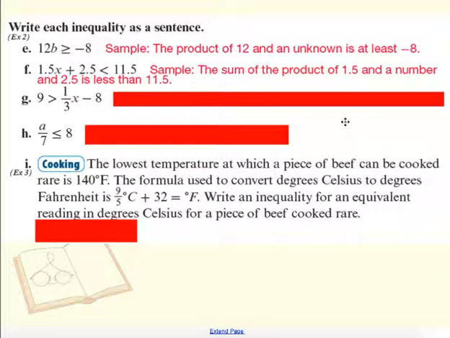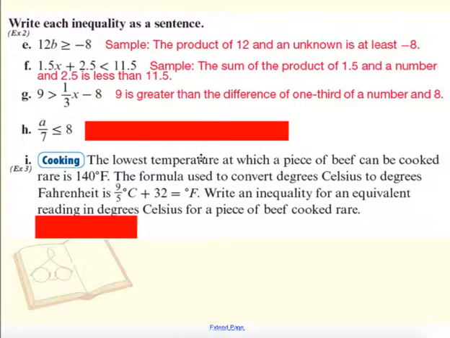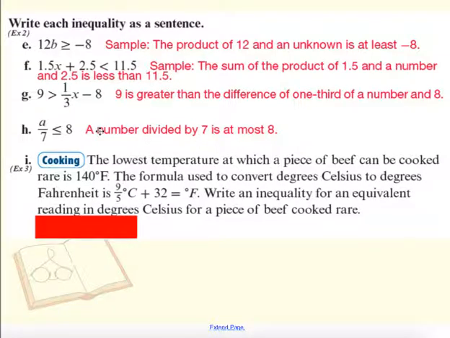Next one, 9 is greater than the difference between a third of a number and 8. We could say something like that. All right, and that's pretty similar to what they said as well. And how about this next one? Let's say the quotient of an unknown and 7 is less than or equal to 8. Okay, or you could say a number divided by 7 is at most 8. So meaning that this needs to be less than or equal to 8.